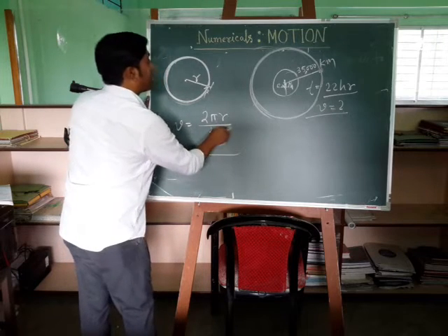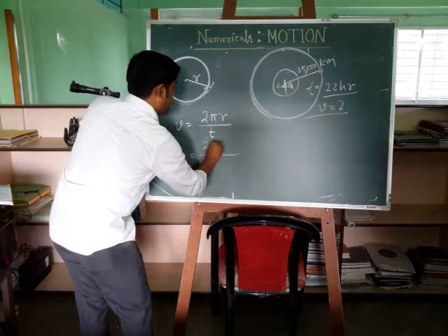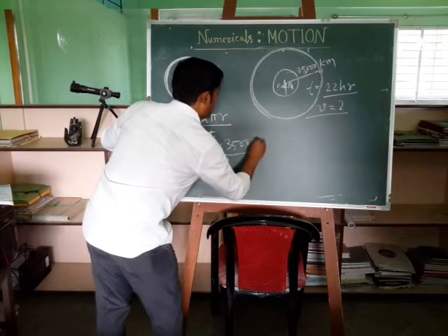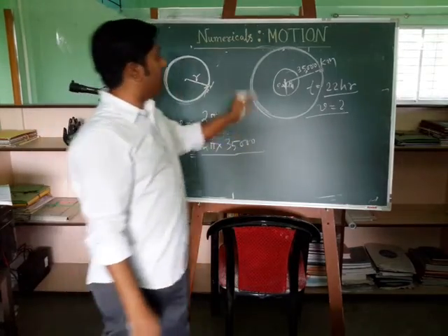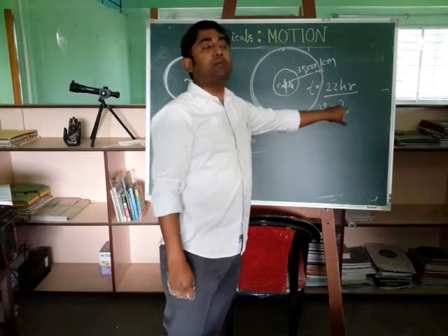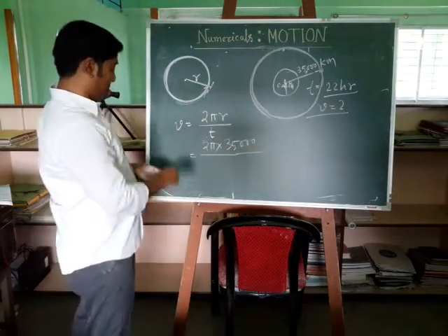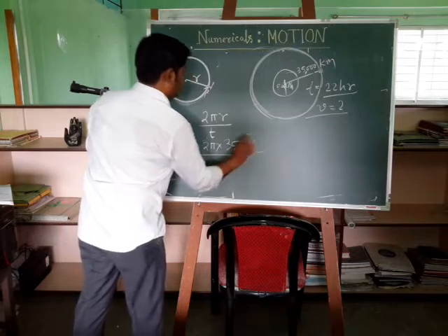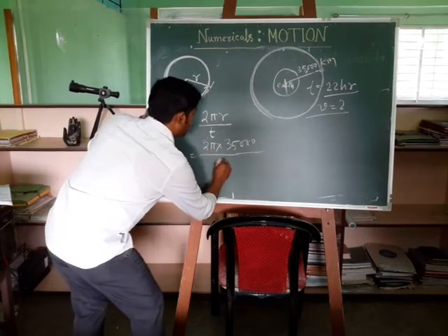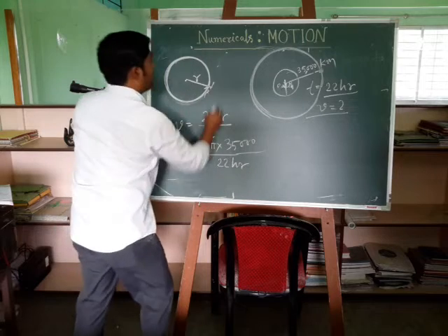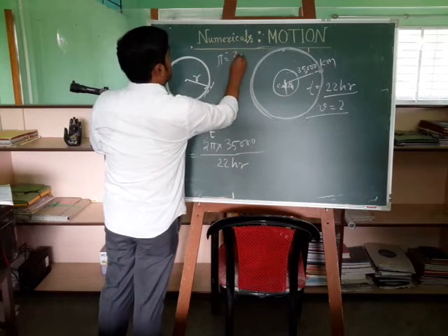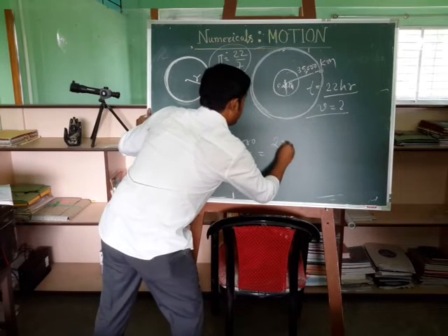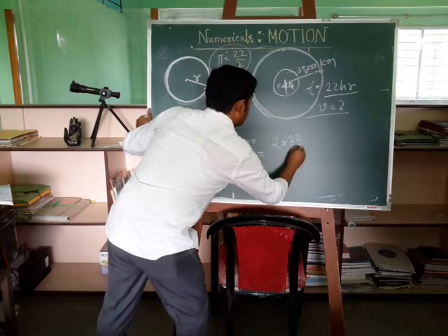Now 2 pi r, what is that? 2 pi into what is this r? That is 35,000. I am not converting that into meters because I want the answer in kilometers per hour, because that is a more convenient way of writing, like how we say the velocity of light. So 35,000 kilometers, 2 pi is there, time is given, 22 hours. Now we will be using the value of pi as 22 by 7. If we use that, 2 pi means 2 into 22 upon 7.